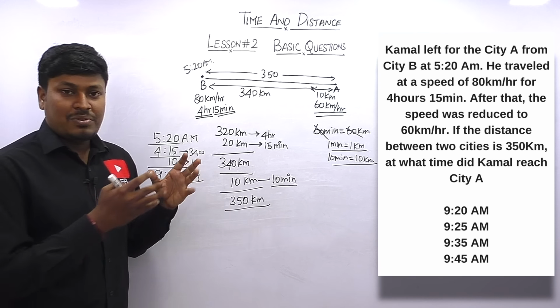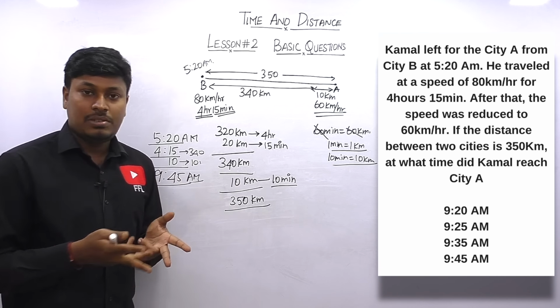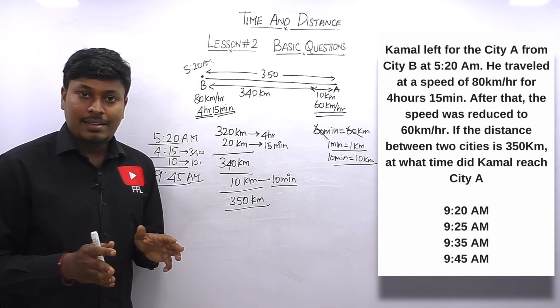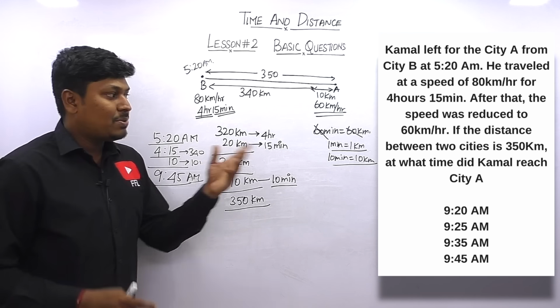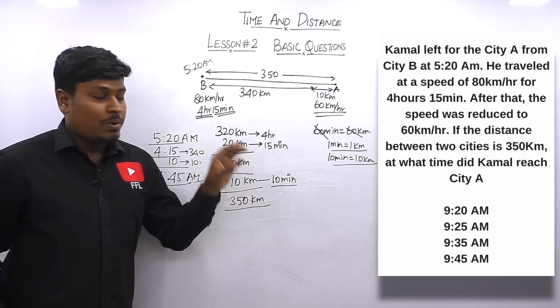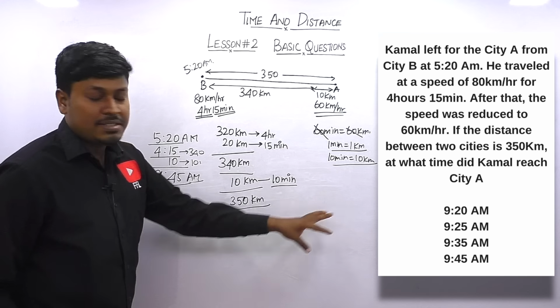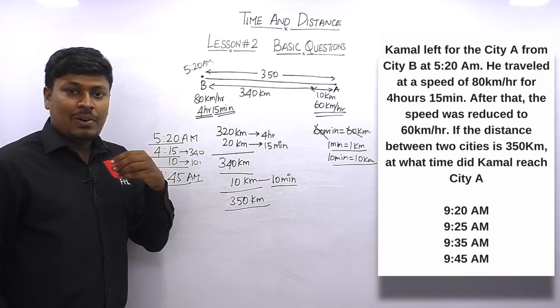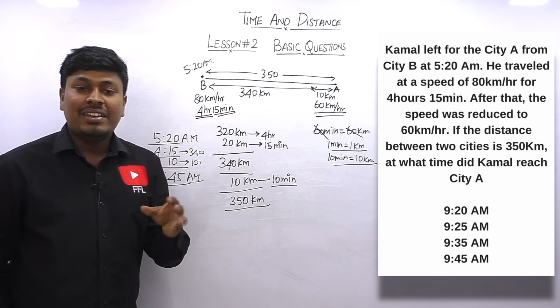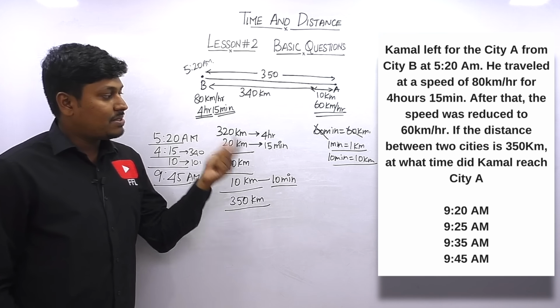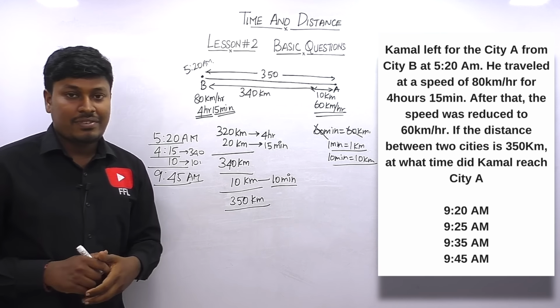So friends, the question looks lengthy, right? If you understood the concept, even some of the toughest questions can be solved easily without any formula. By just looking at the options we can solve. If you want to solve like that, you need to be strong on the basics. If you learn all these basics, then solving all the questions in time and distance will be very, very simple. So now I think you have understood this question. So the answer for this question is 9:45 a.m.